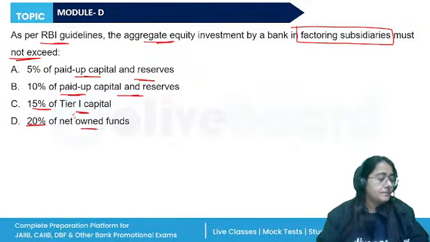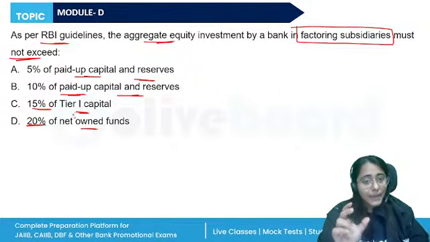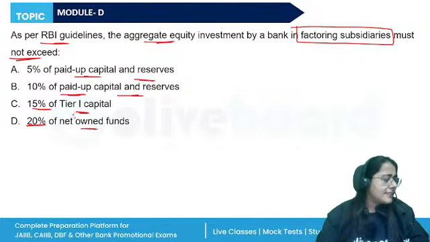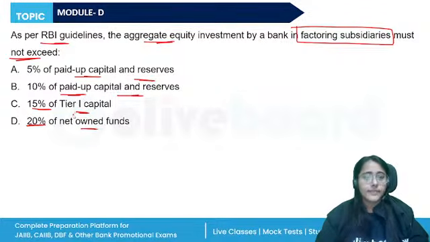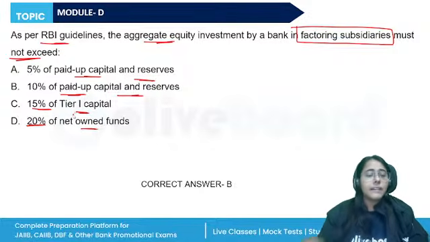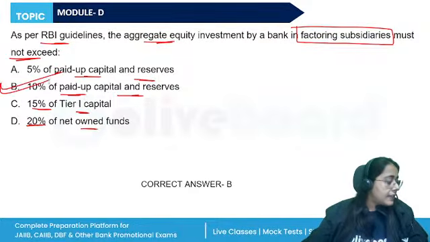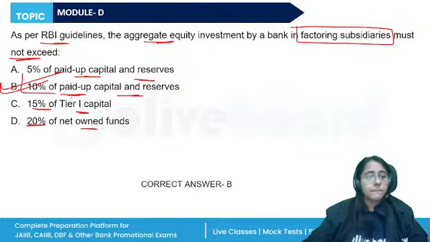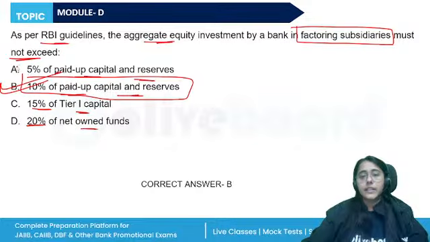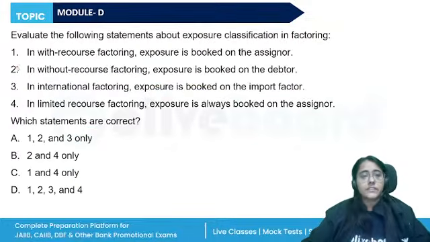Not C. C is not correct. It is a part of their paid up capital and reserves. The aggregate equity investment in the factoring services, factoring subsidiaries, and factoring companies shall not exceed 10% of the paid up capital and reserves. 10%. Remember, it will not exceed 10% of the paid up capital and reserves.